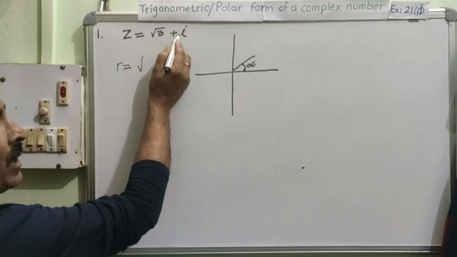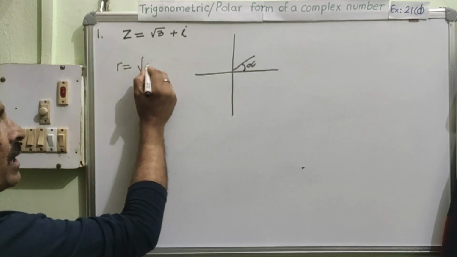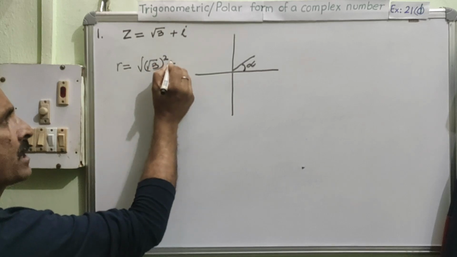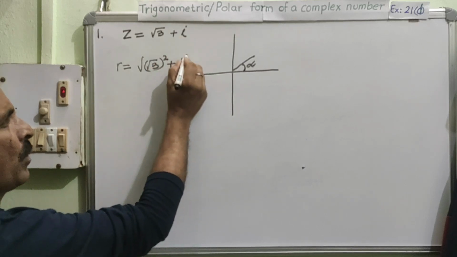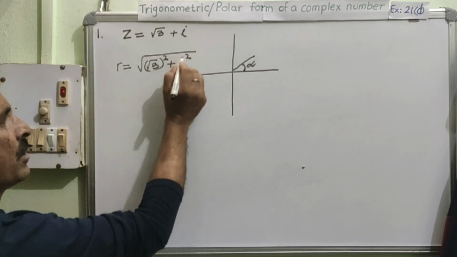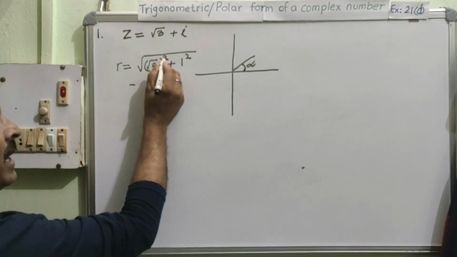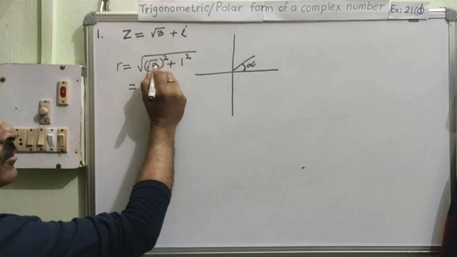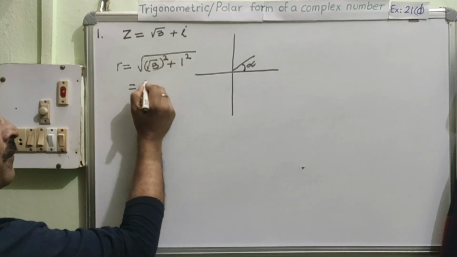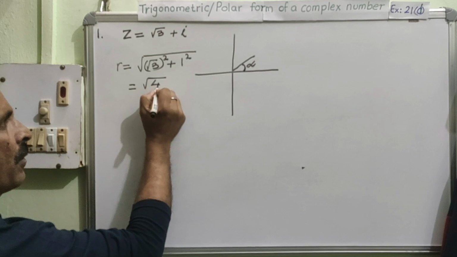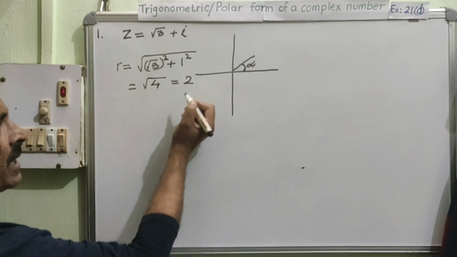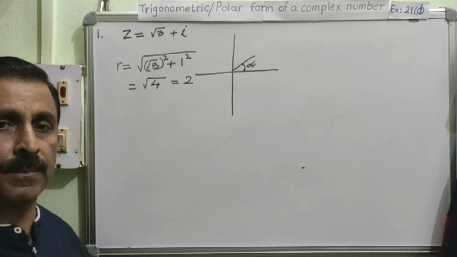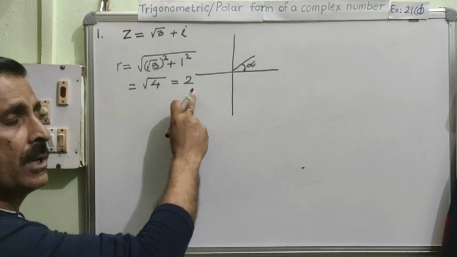So let us first find the modulus r, which is equal to root over x square plus y square. x square means root 3 square, plus y square. The coefficient of i is 1, so 1 square. This is giving you your modulus. Now square and square root will cancel, so this will become simply 3. This is simply 1. So 3 plus 1 is 4, and root over 4, when you simplify, comes as equal to 2. So for this complex number, the modulus we calculated is equal to 2.